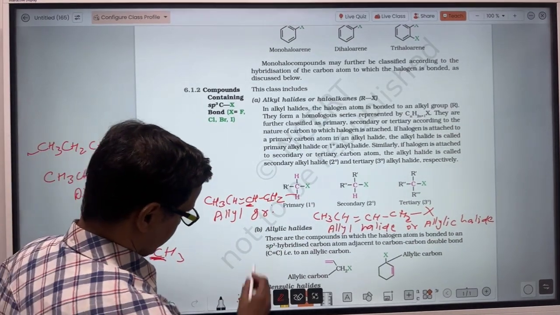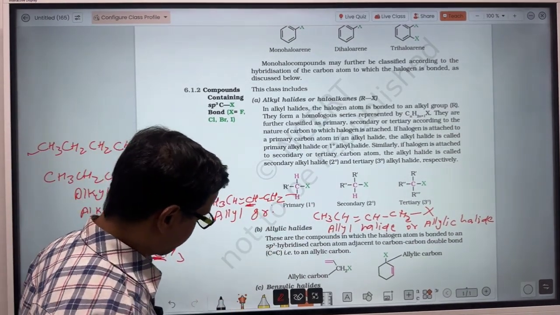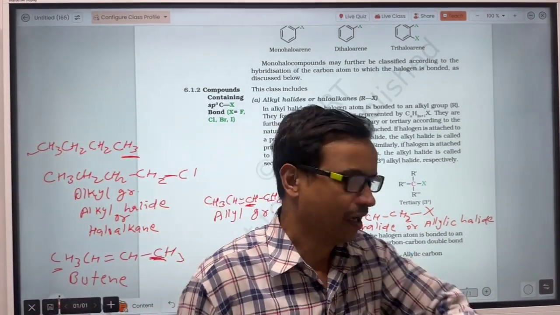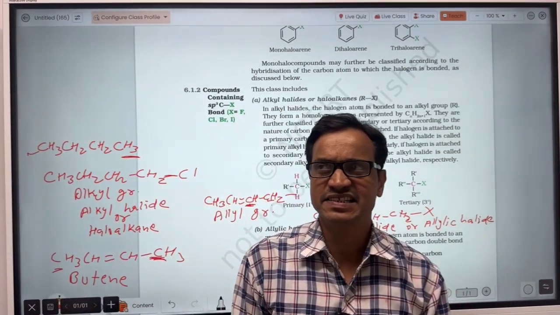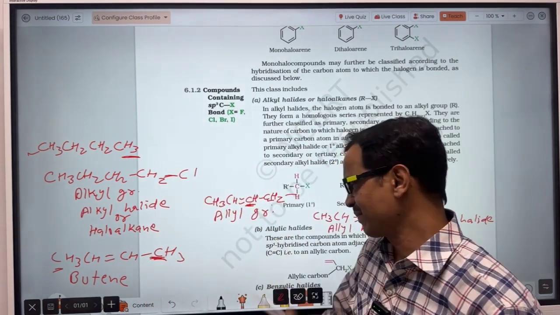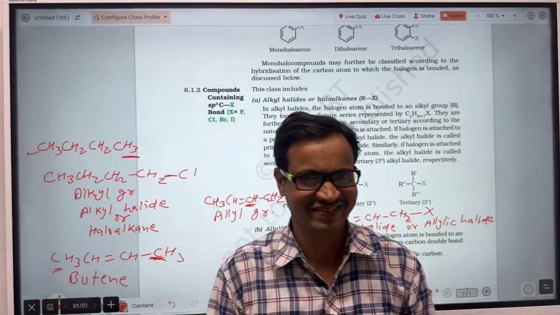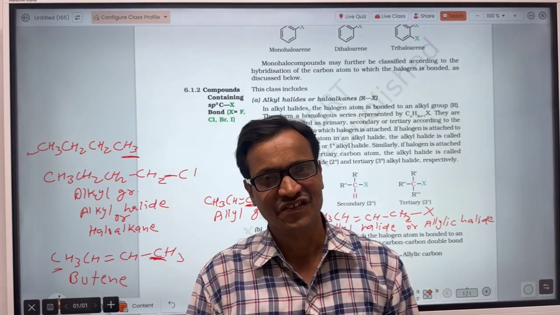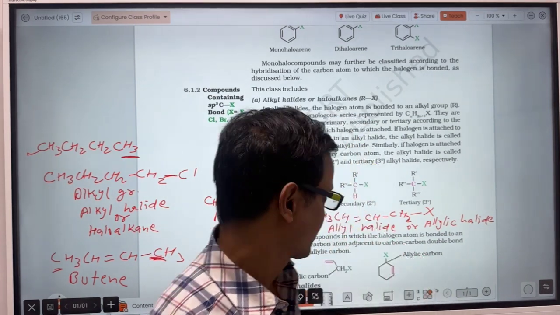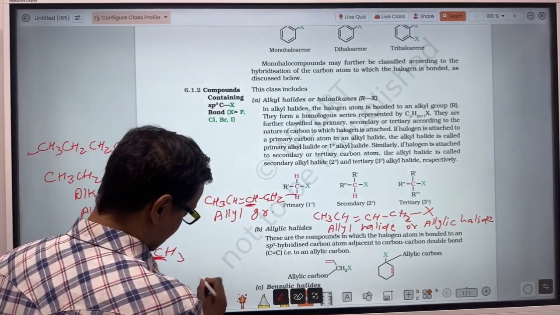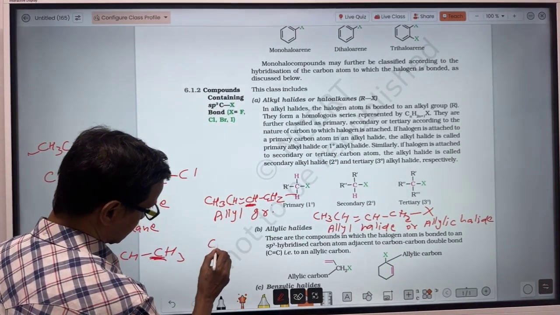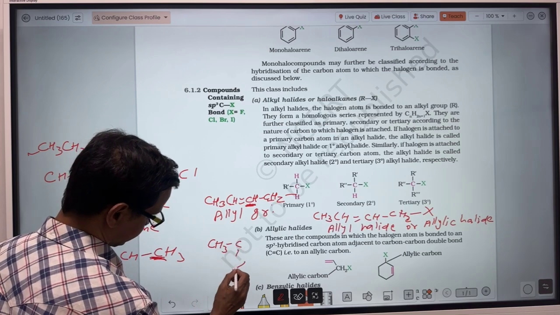When the halogen atom replaces the hydrogen of an unsaturated carbon, that is, the hydrogen of an sp2 hybridized carbon atom, then that will be called vinyl halide or vinylic halide. So in this case, if halogen attaches to this carbon or to this carbon, that means like this.